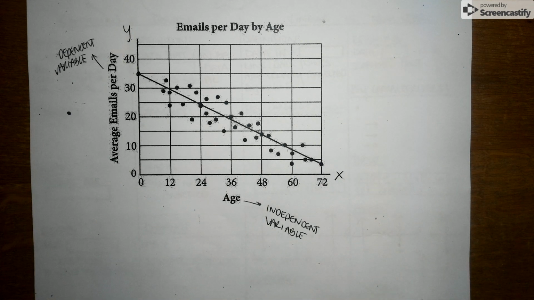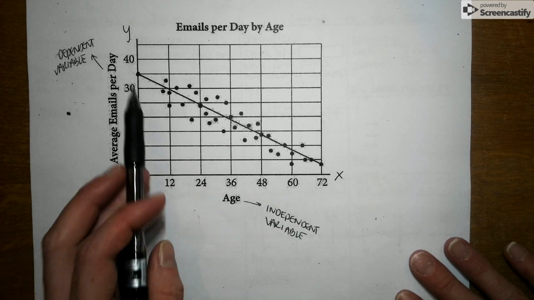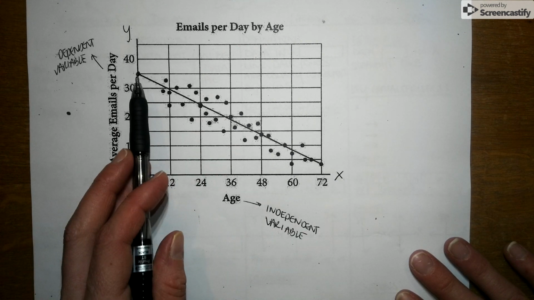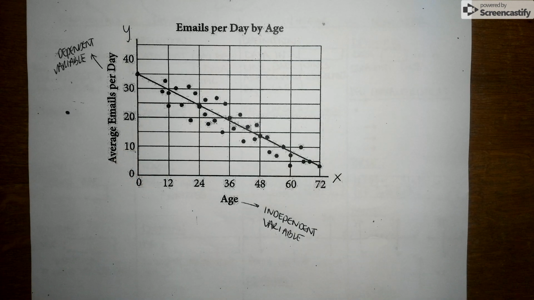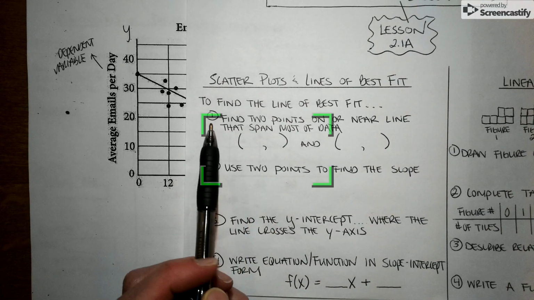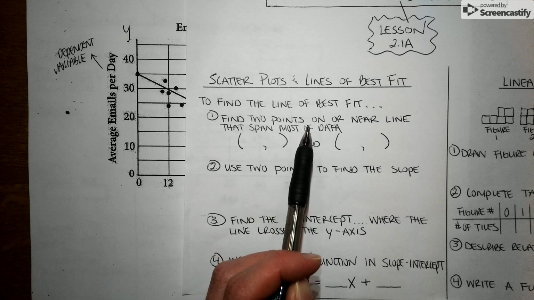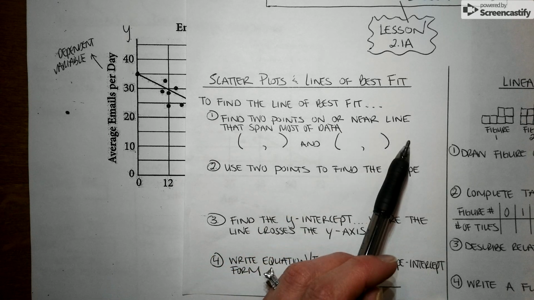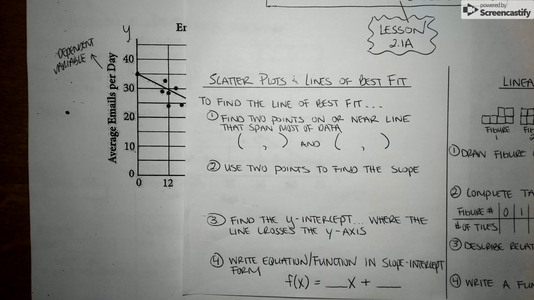So now that we have our scatter plot that has an appropriate scale on each side, is graphed appropriately, and has a line of best fit drawn most appropriately, we are going to have to find the equation for this line of best fit. So the first step in order to find the equation is we need to find 2 points that are either on or near our line. And what's important about that is these points need to span most of the data.